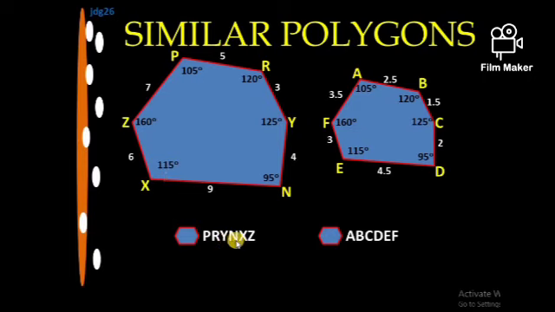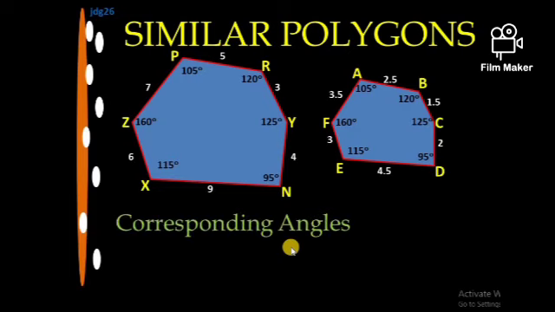Hexagon PRYNXZ is similar to hexagon ABCDEF. This is the symbol for similarity. Let us now identify the corresponding angles. Simulan natin sa bigger polygon bago ang smaller polygon.